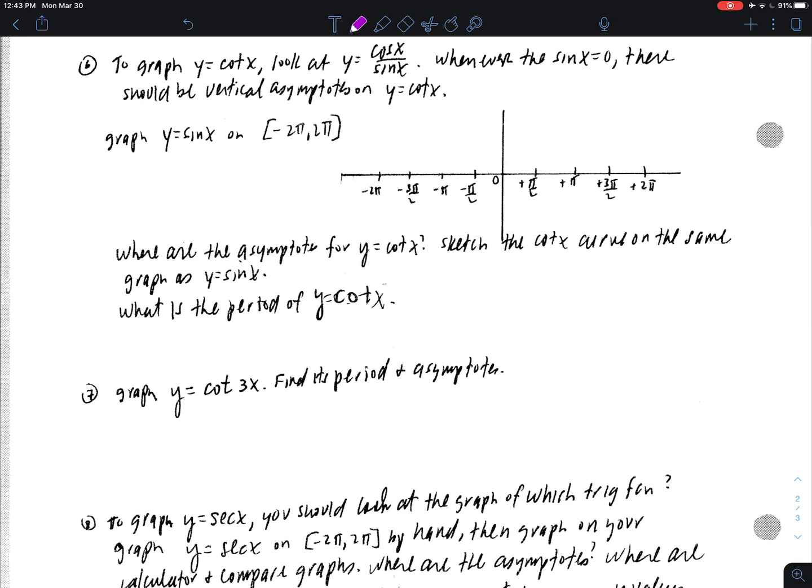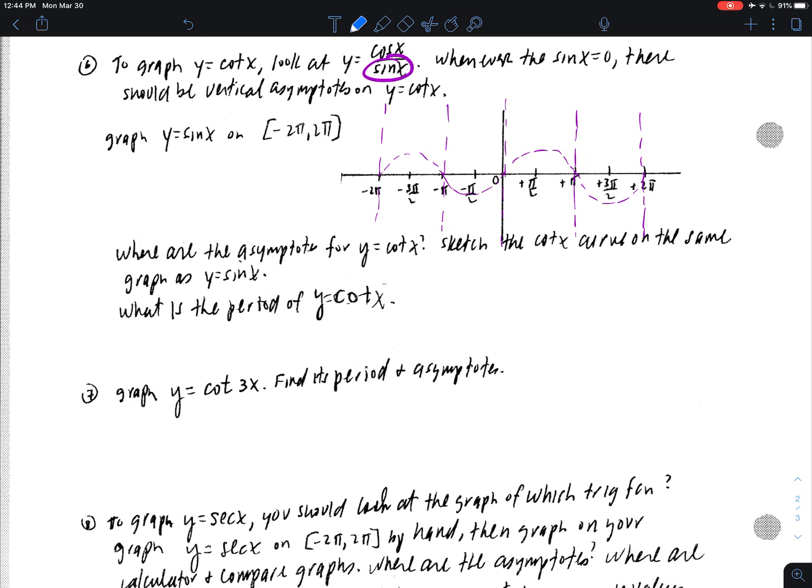Now the same logic is going to apply for the cotangent graph. We're just now going to ask ourselves, what the heck is sine x doing? When is it 0? So we'll sketch this in. There's sine and 2 cycles of it. Looks like that. Therefore, I have asymptotes at negative 2 pi, negative pi, 0, pi, and 2 pi for the graph of y equals cotangent of x. Because anytime sine of x is 0, cotangent of x is going to be undefined.